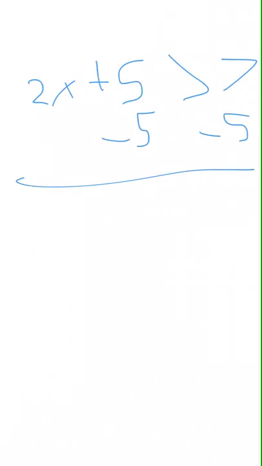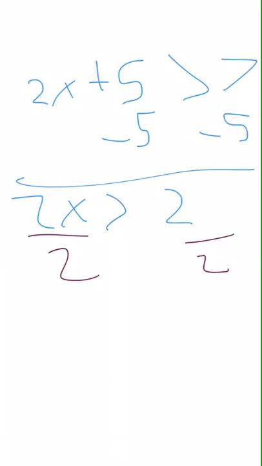Now if we solve the other part of that inequality, 2x plus 5 is greater than 7. If we subtract 5, that means 2x is greater than 2. And if we divide by 2, x must also be greater than 1. So we need all the numbers that are both greater than negative 2 and greater than 1.